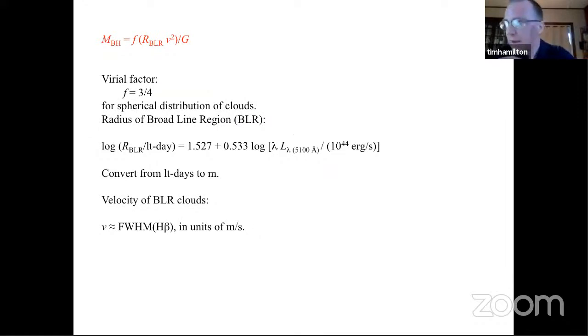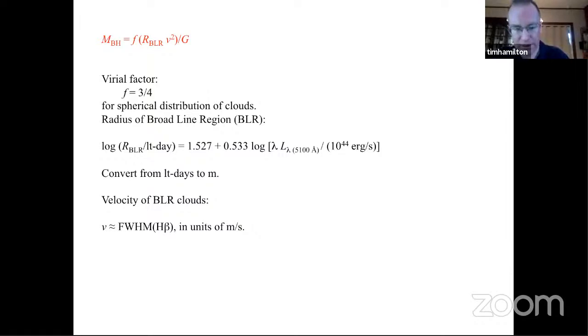So that virial factor, if you have a spherical distribution of clouds orbiting in all different planes, all in circular orbits, that virial factor will work out to be 3/4. If you have it where it is a flattened disk, then the factor will be different. And if you're viewing that disk from, say, closer to the pole, then that virial factor will be a higher number, could be greater than 1.